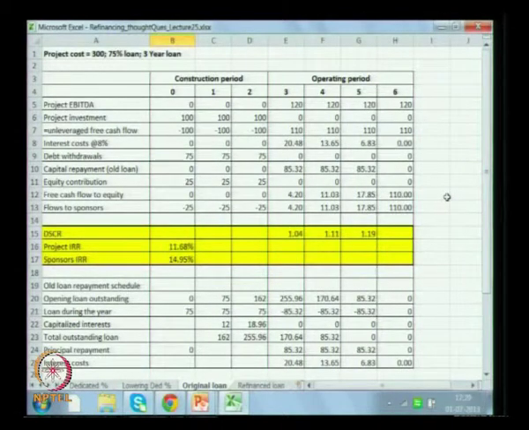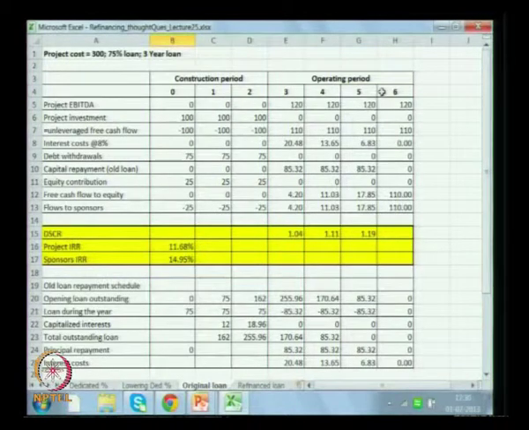So let us look at the original loan repayment period. The project cost is 300 and the project is financed by a 75% loan, and the loan term is 3 years. If you look at the project period, the first 2 years is the construction period, and then the next 4 years is the operating period.